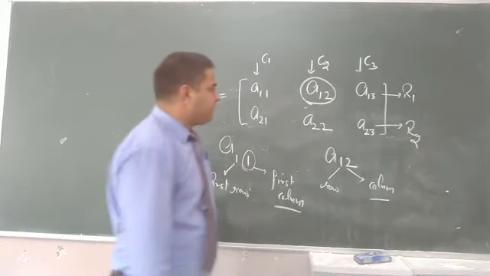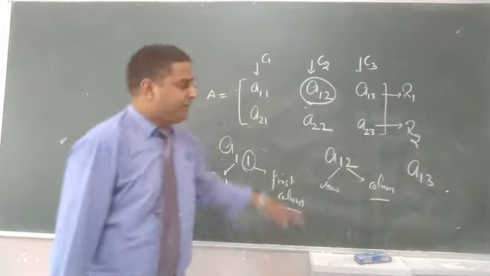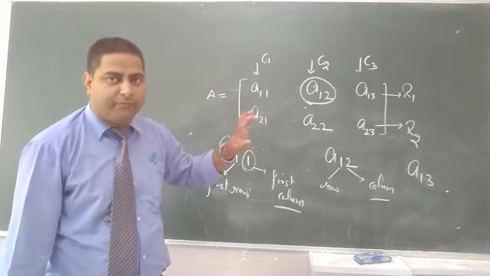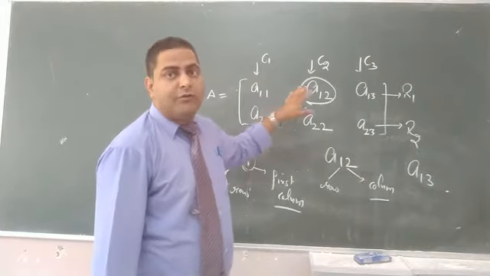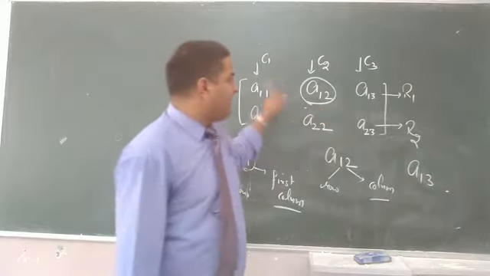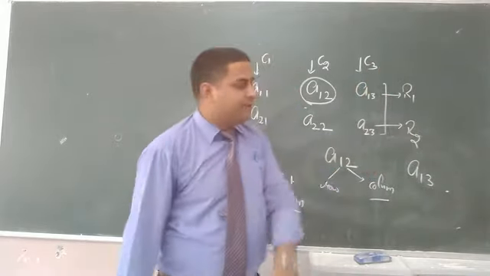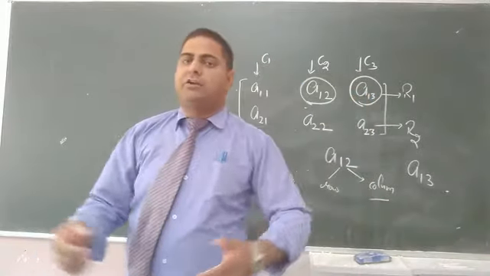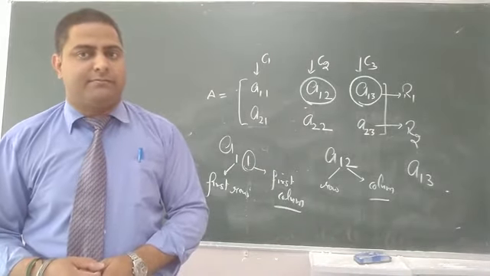Now, what is the meaning of A13? A13 in the same way. 1 means first row, 3 means third column. So, A13 is a member. Which member? A member of the matrix whose row is 1, first row, and column number is 3. The member is A13 and so on.